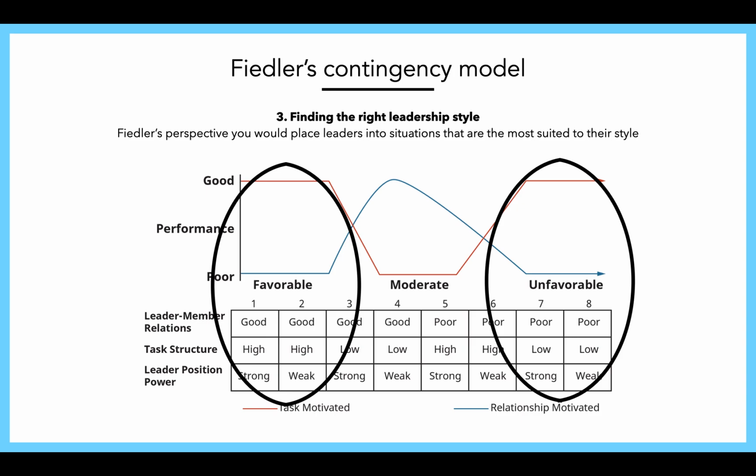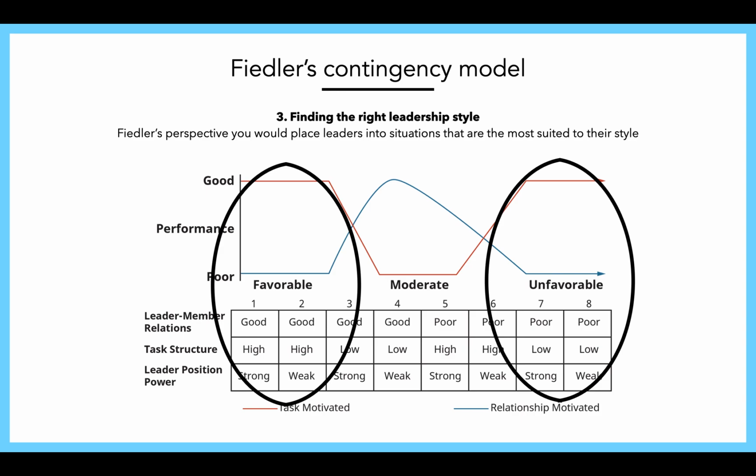Can kind of link it to our last video, maybe a more autocratic style, task motivated. You go in there and get the job done. You take control of that group. You start saying, this is what we are doing. It's clear. These are our steps. So a task-orientated leader, task motivated, they found themselves more effective in situations which were favourable and on the opposite end of the scale, unfavourable.